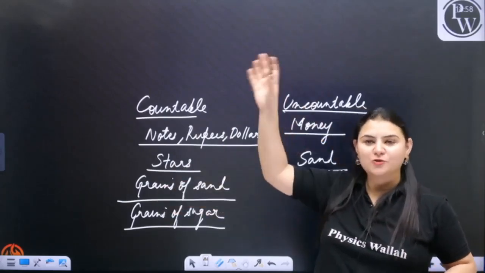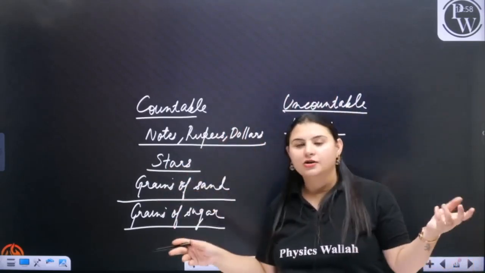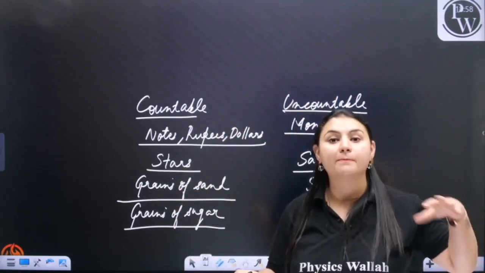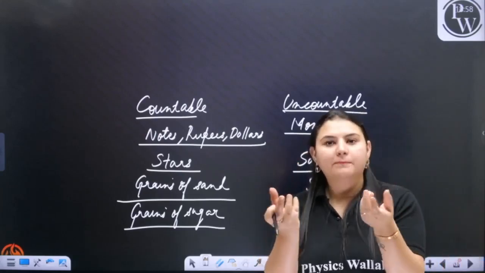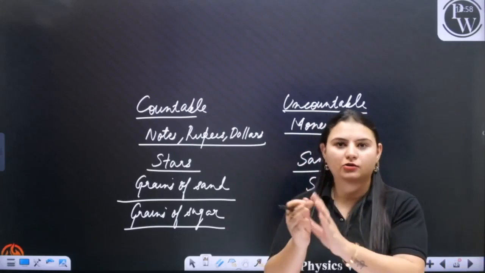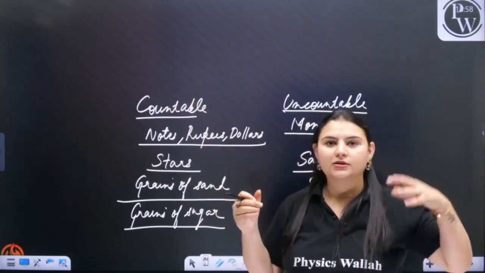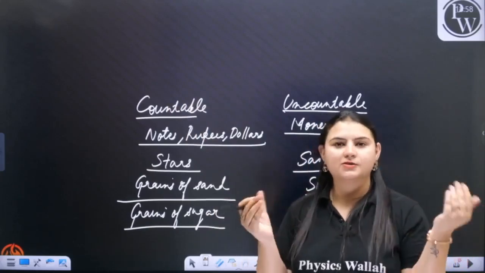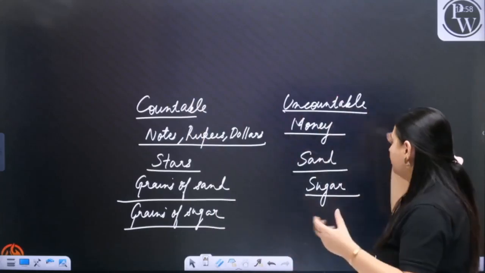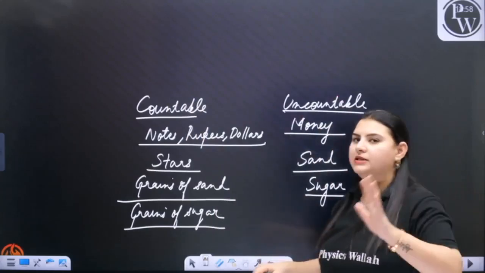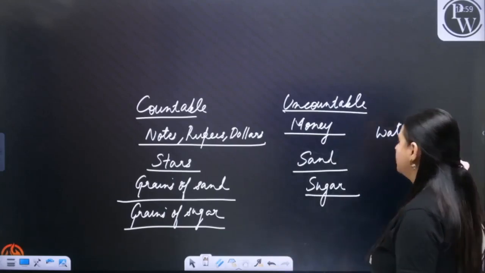You can count. If there are only 10 stars in the sky, you can just count them 1, 2, 3 like that, and you can know the quantity. We still say millions and millions of stars. Now, million is also basically a number that is a countable thing, a cardinal number, 1,000, millions. So we say millions of stars, so it means that we can count the stars. But here, money, sand, sugar, these things cannot be counted. Water also cannot be counted.